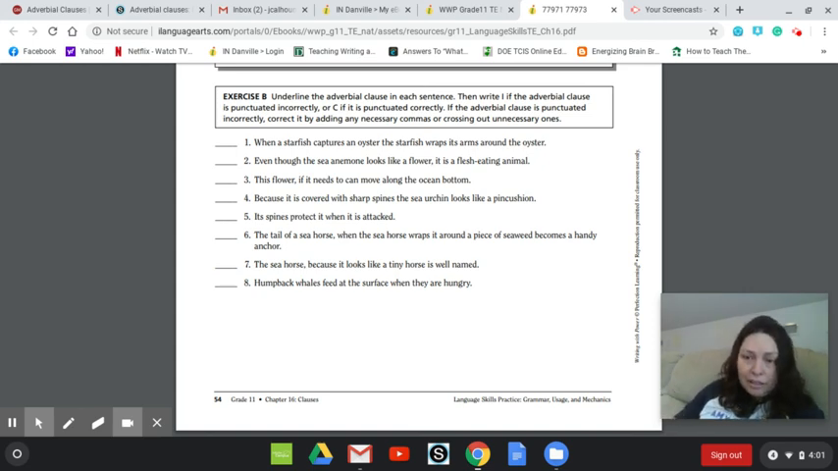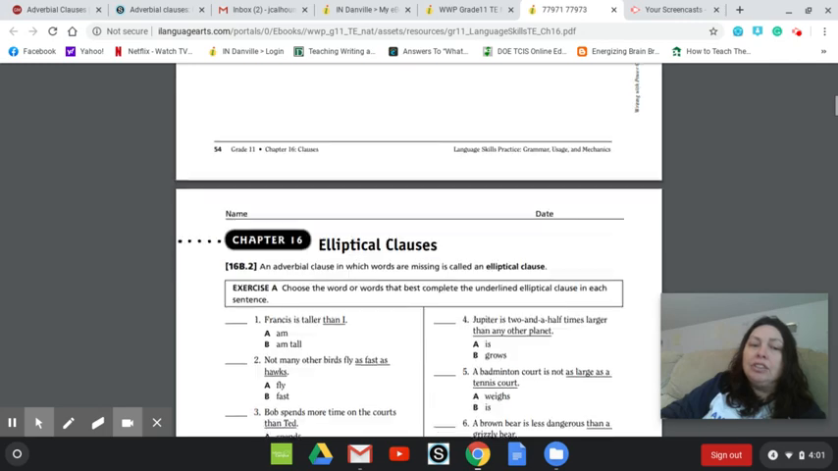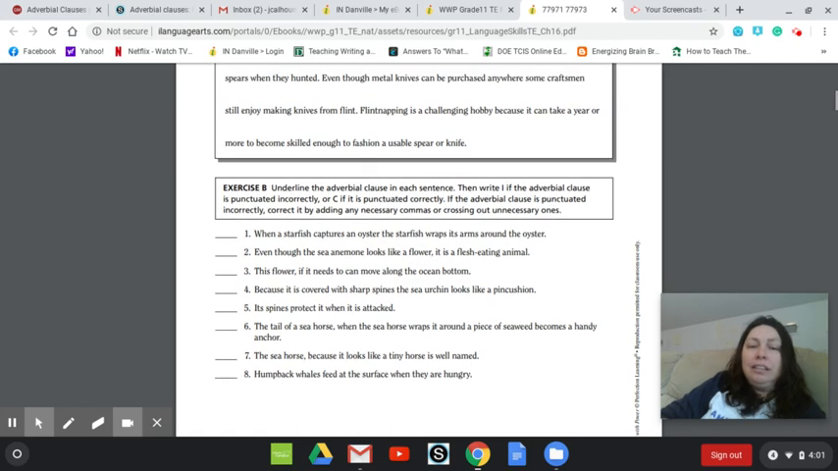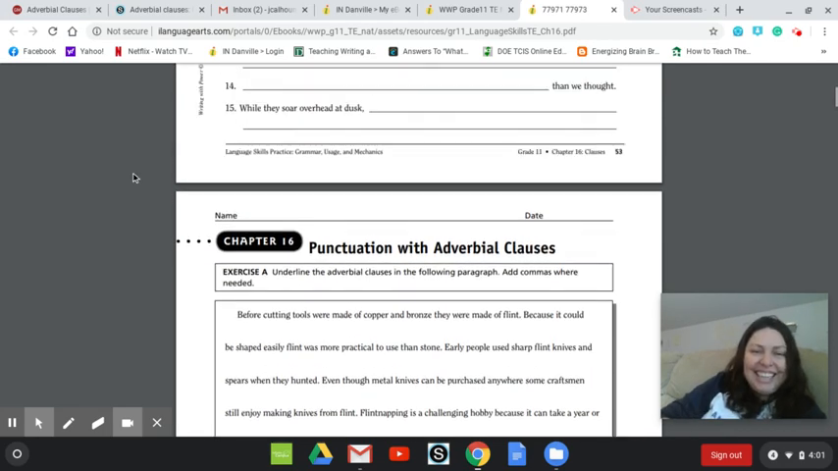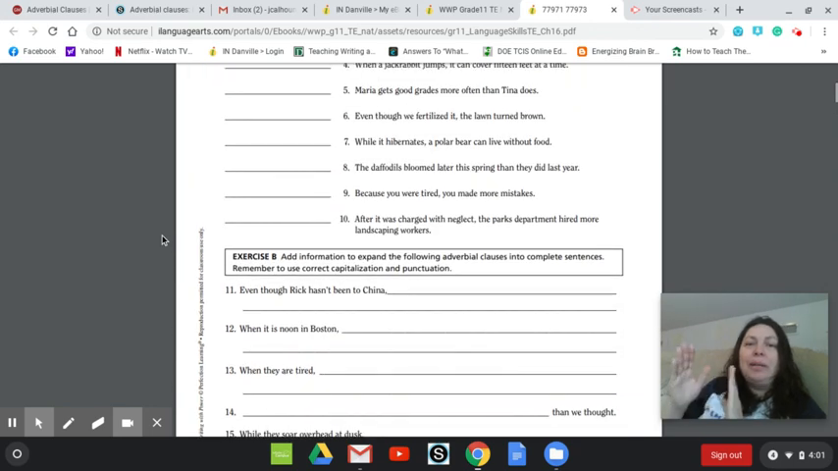If we took "when they are hungry" and put it at the beginning of the sentence, we would need a comma. So it would read like this: "When they are hungry, comma, humpback whales feed at the surface." Yeah, that's it, period. All right, so go over this again if you need to.